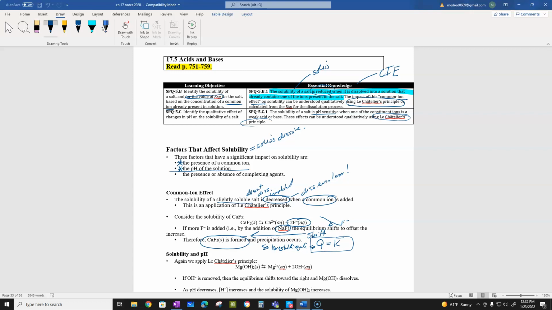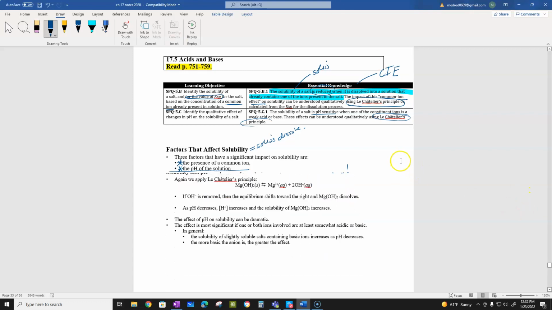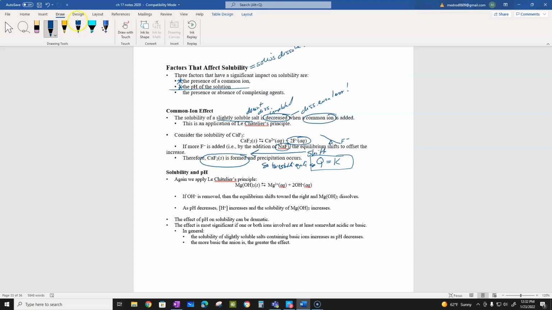It's K. All right. How will solubility affect pH? Okay, so now I have to give you an equation that has either H or OH in it, and it's going to be the OH in here. So this right here is the common ion effect and solubility of pH. Again, we apply Le Chatelier's principle.